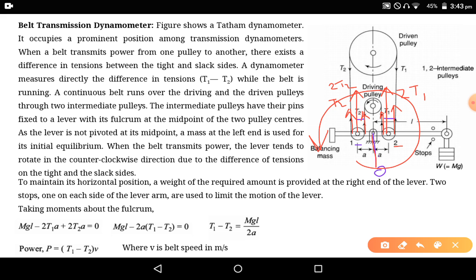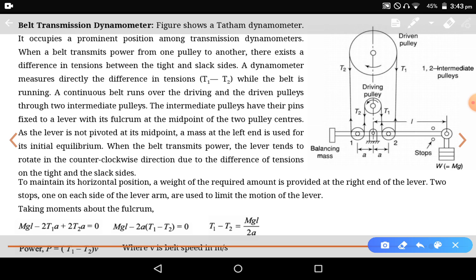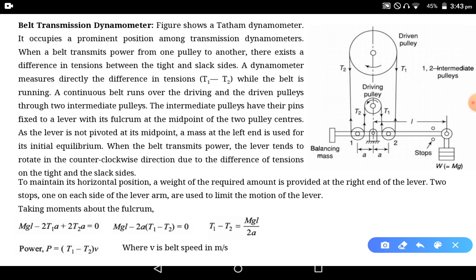So now what will happen here is that the lever will try to rotate, okay, but we can't allow it to rotate. So that's why we have applied two stops, both above and below the lever, so that it is not completely rotated. It will rotate up and it will be stuck here.